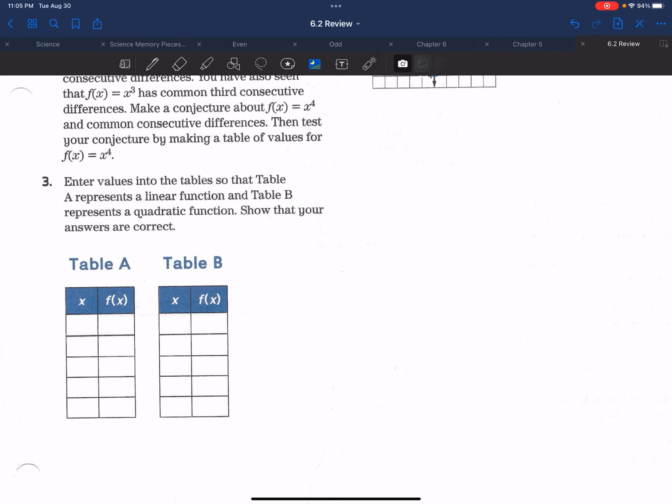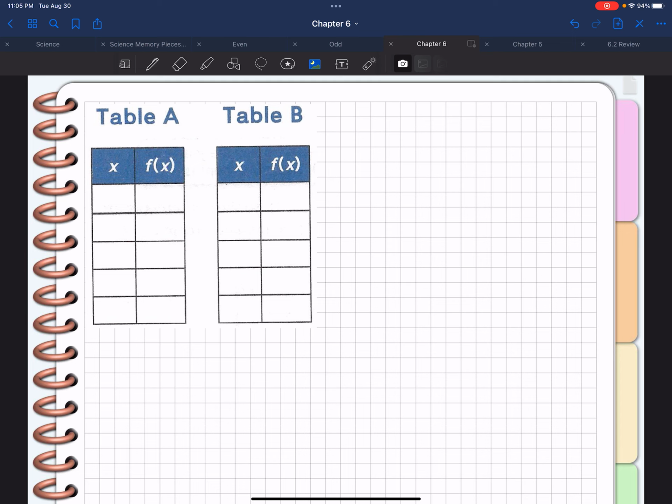Okay, this is number 3 on page 199. It says to enter values into the table so that table A represents a linear function and table B represents a quadratic function. Show that your answers are correct. So I'm going to go to some paper, and we want this to be linear. We want this to be quadratic.